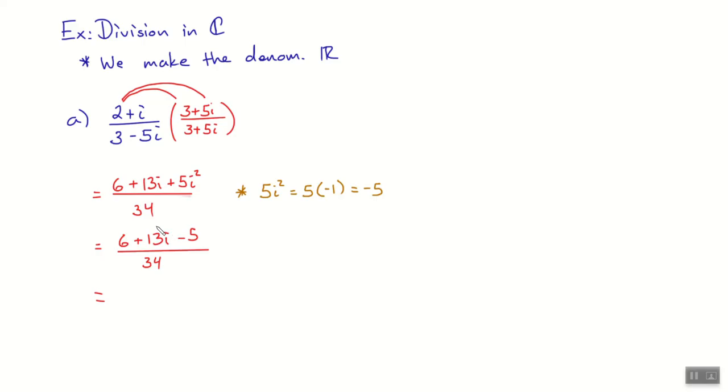Totally up to you if you want to write this step or not, because I think that it's reasonable that most people in here can probably omit this one. When I combine any and all of my like terms, what do I get? 1 plus 13i over 34. Now, in all reality, I'm fine with this answer. I'm good with it. It looks good to me.